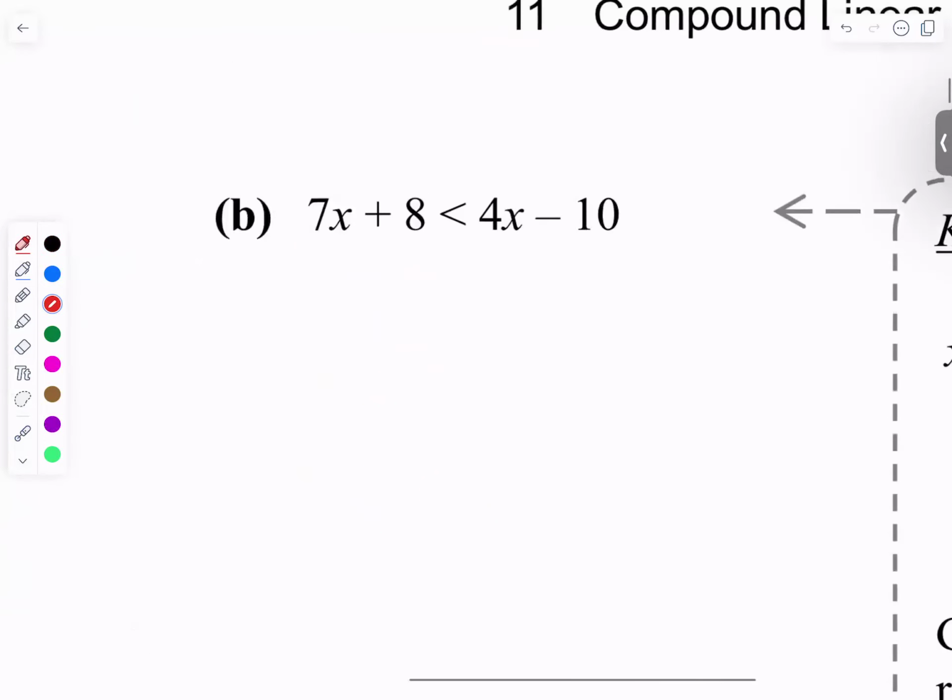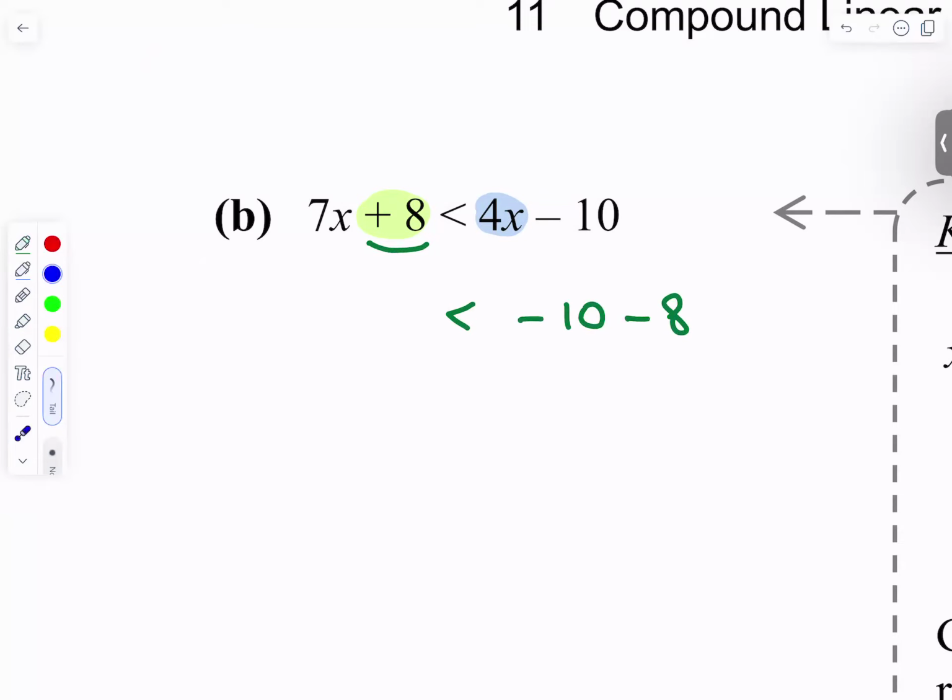Oh, same for 4B, all the unknowns on one side and all the numbers on the other side. So let's try to move more steps together. So it's +8, it goes to the other side, it becomes -8. It's a positive 4x here, so it goes to this side, it will become minus. And then you can do simple calculation. 7 minus 4, 3x. -10 minus 8, -18.